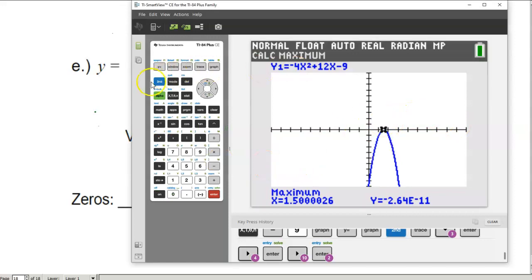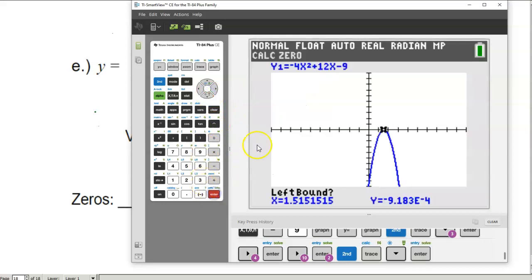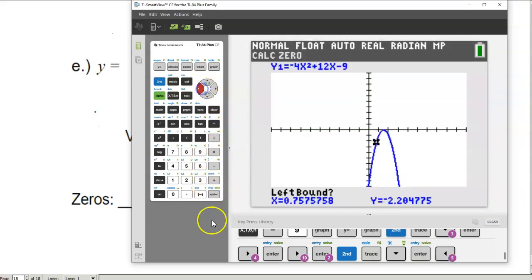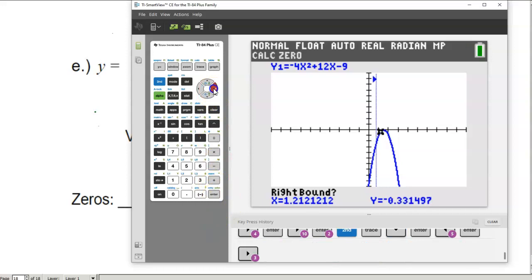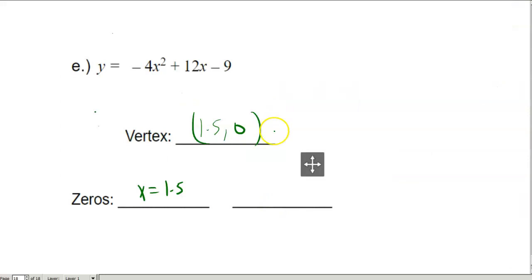But we could double check that, and we could say second trace, and we could say tell me what the zero is. And we could go to the left of it, and we could go to the right of it, hit enter, and you can see we get the same thing. About 1.5 is the zero. So we get the same thing.